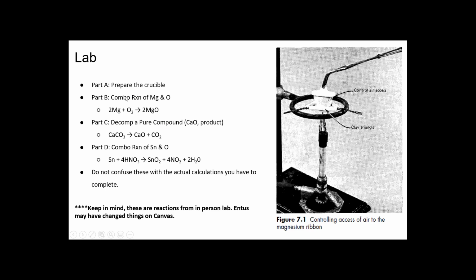Part B, you have a combination reaction dealing with magnesium and oxygen. Part C, you have a decomposition of a pure compound, producing calcium oxide as a product. Part D, you have a combination reaction again. So you have two combination reactions and one decomposition reaction.